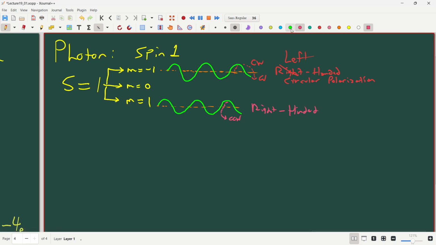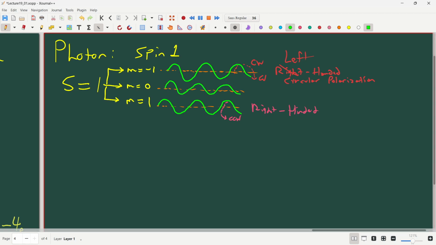And M equals 0 is no polarization at all. It's just a wave moving across. There's no rotation at all. It's just a wave propagating linearly. You can make light sources that generate, well, you can't generate left or right uniquely. That's very hard. But you can generate linearly polarized light sources and circularly polarized light sources.